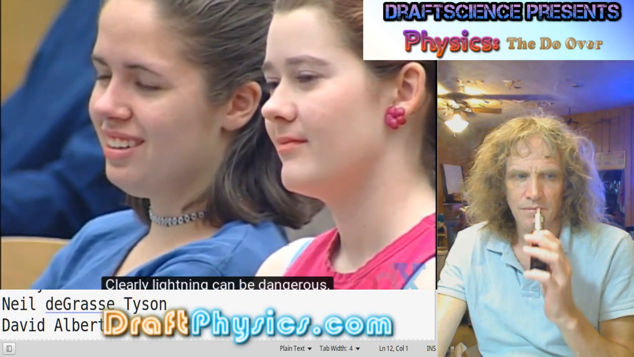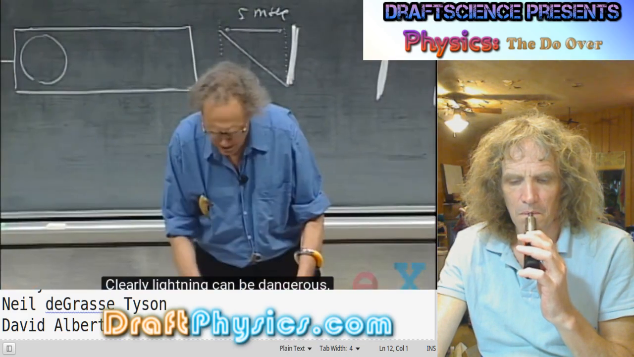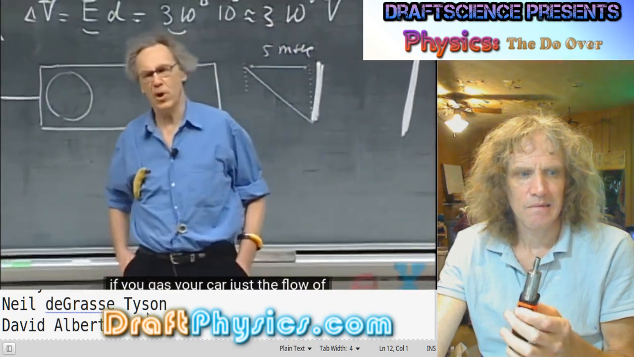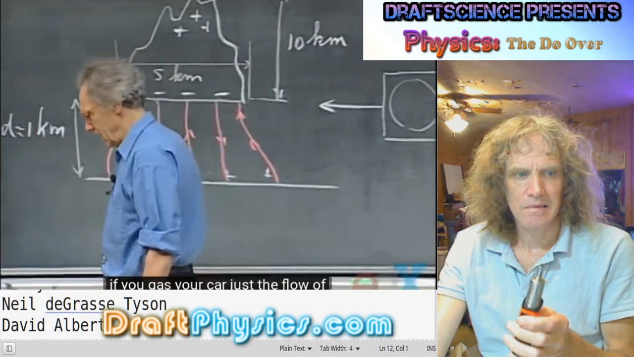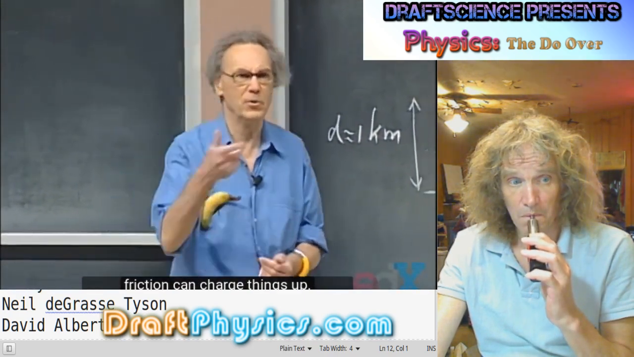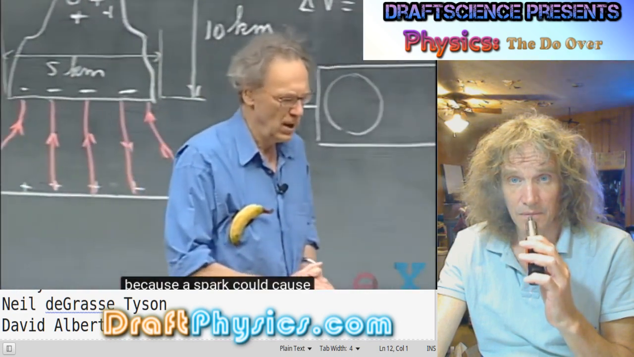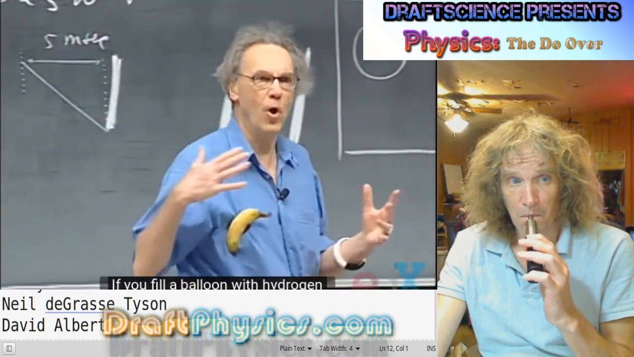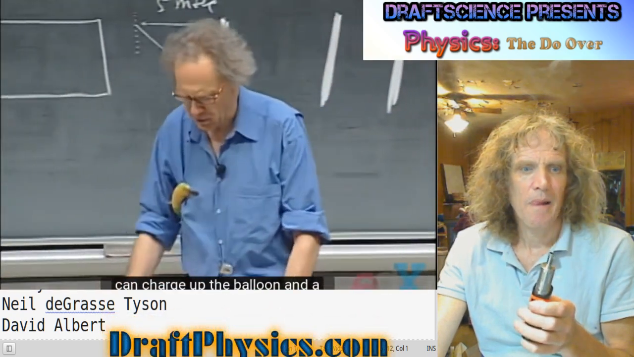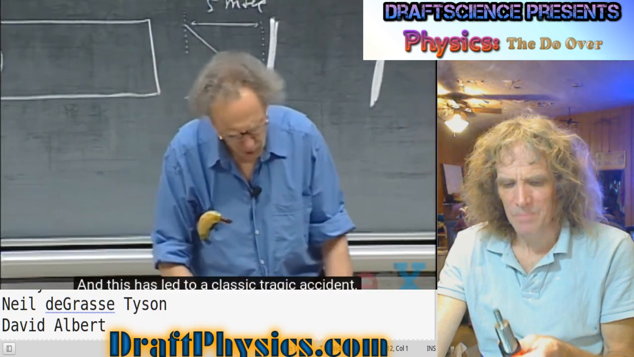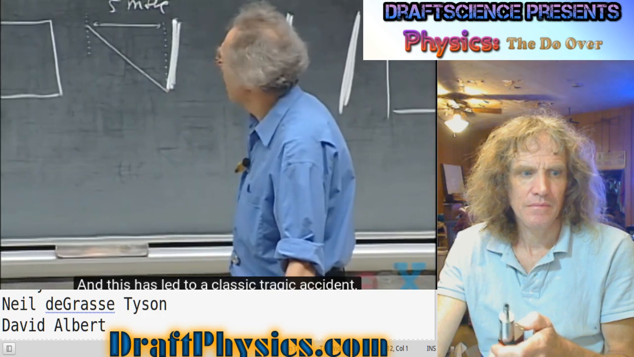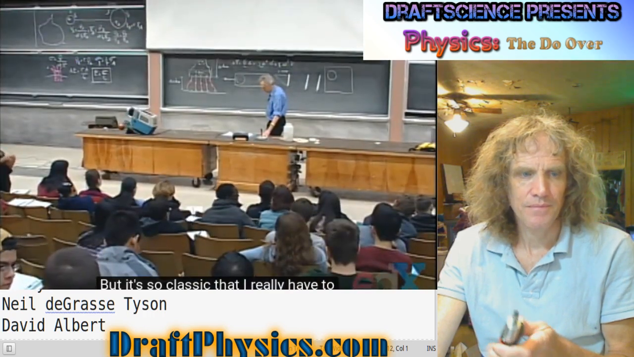Clearly, lightning can be dangerous. Lightning can cause a fire. It can explode fumes. If you gas your car, just the flow of gasoline can charge up the nozzle. Friction can charge things up, that's why the nozzle is always grounded, because a spark would cause a major explosion. If you fill a balloon with hydrogen, then the flow of hydrogen, the friction, can charge up the balloon, and a spark can then ignite the hydrogen. And this has led to a classic tragic accident. It's a long time ago, but it's so classic that I really have to show this to you.